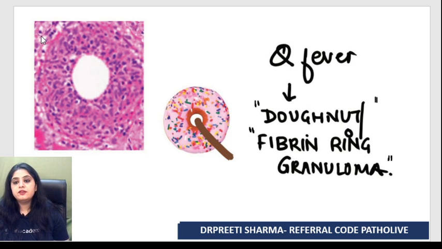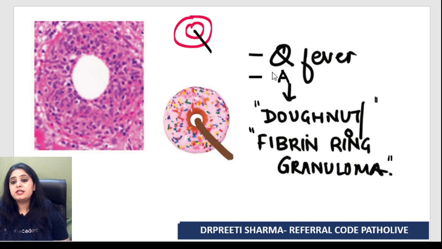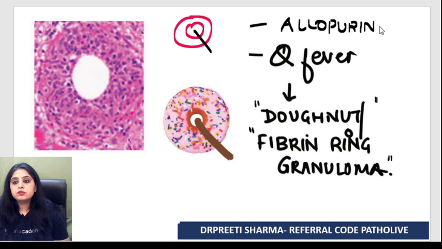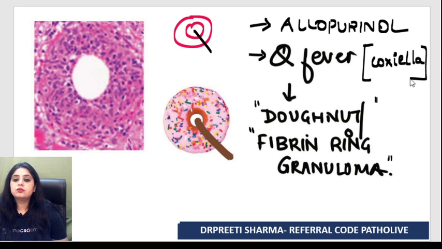So this donut granuloma is a fibrin ring granuloma, which you see in Q fever. The way you draw a donut, make a Q out of it. You see it in Q fever. You also see it with a drug, and that drug came in the AIIMS 2011 exam, and that drug is allopurinol. So please remember, allopurinol is associated with fibrin ring granuloma, and Q fever is caused by Coxiella. That is also going to lead to donut granuloma.